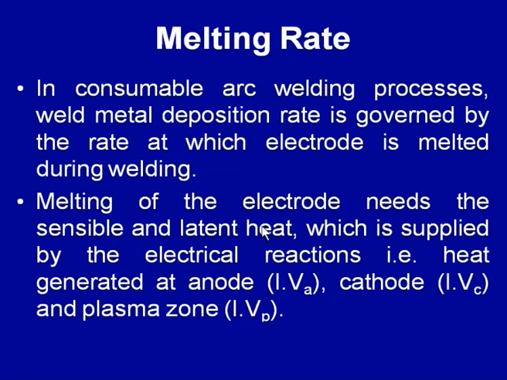So, these two heats are required to be supplied for melting of the electrode tip, and these are supplied in the form of the electrical reactions which take place in the anode drop zone, in the cathode drop zone, and also in the plasma region. Apart from these electrical reactions, heat is also generated because of the electrical resistance heating of the electrode in the electrode extension portion.